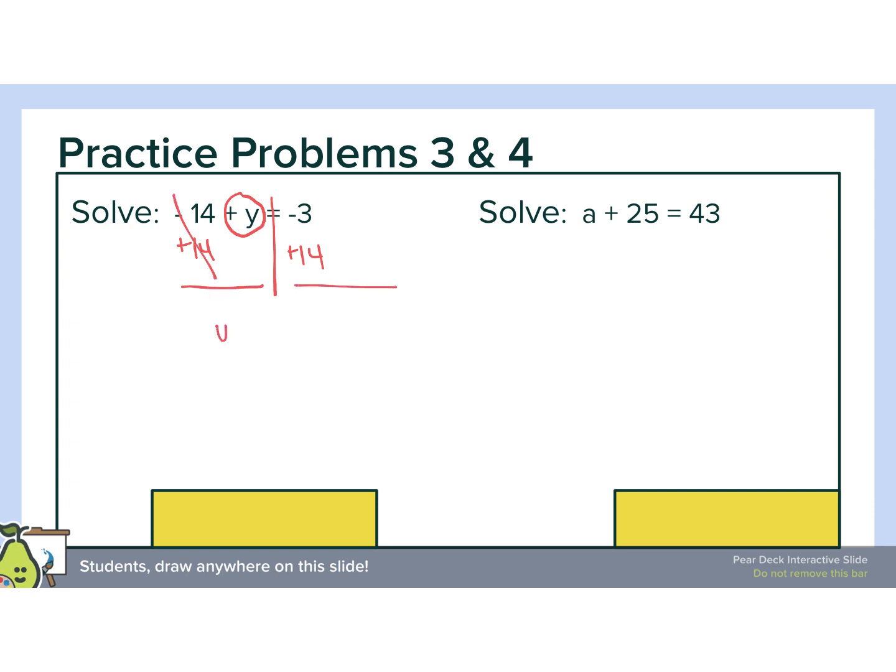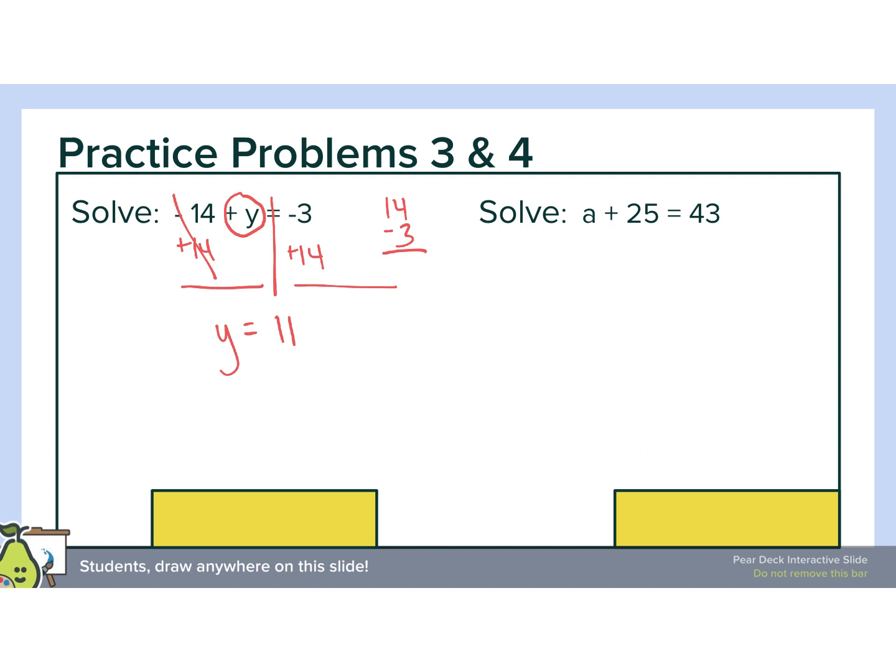14s are gone. I have a y. So I have a negative 3 and a positive 14. So this is basically 14 minus 3. If I flip it around, 14, 13, 12, 11. Is it positive or negative 11? Well, I have 14 positives and 3 negatives, so my 11 is positive.